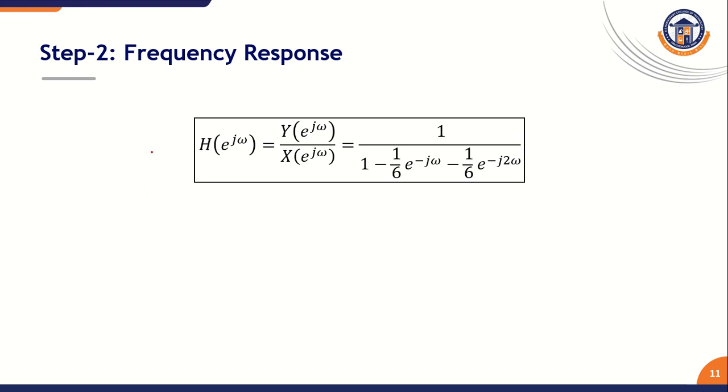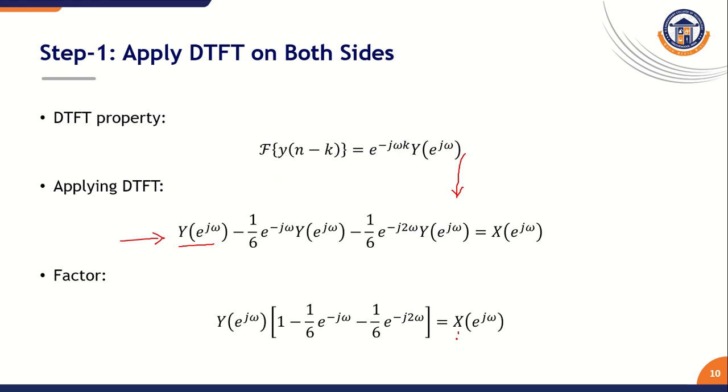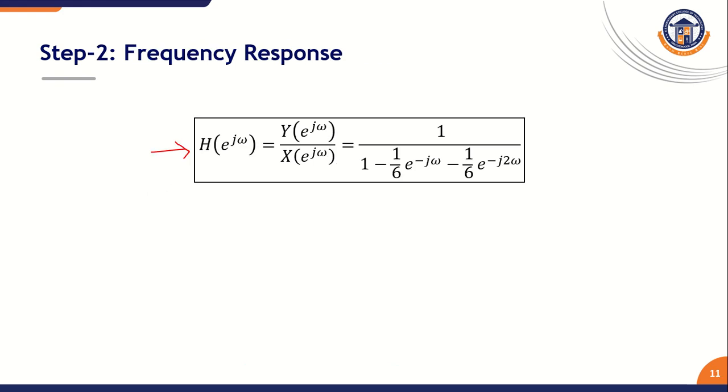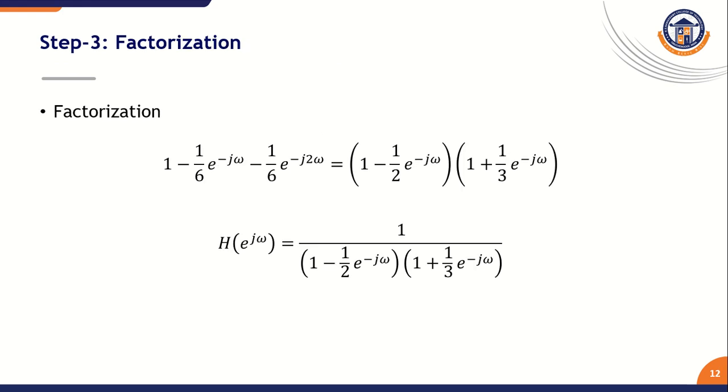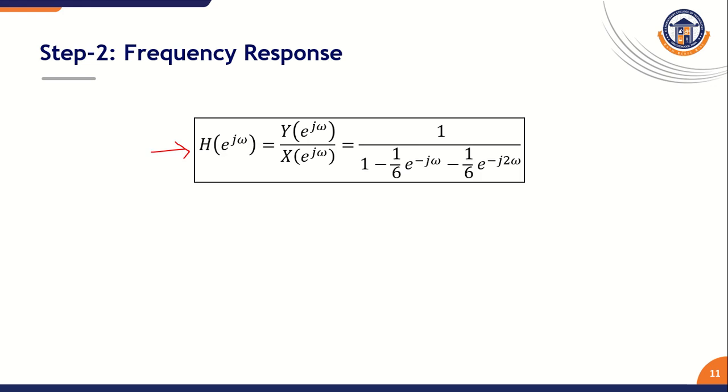Once we have this term, we can find the frequency response of the given system. The frequency response we already know: capital H of e power j omega equal to capital Y of e power j omega divided by capital X of e power j omega, that is equal to 1 divided by, this term comes to the denominator and the remaining terms are shifted, 1 minus 1 by 6 e power minus j omega minus 1 by 6 e power minus 2 j omega. So in this equation we have to apply factorization.